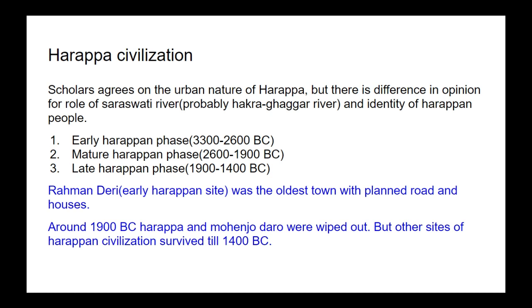And Rahman Dheri was the earliest Harappan site, and it was the oldest town with planned roads and houses. This site, Rahman Dheri, belongs to the early Harappan phase. Around 1900 BC, Harappa and Mohenjo-daro were wiped out, but other sites of Harappan civilization survived till 14,000 BC, not 40, 14,000 BC.